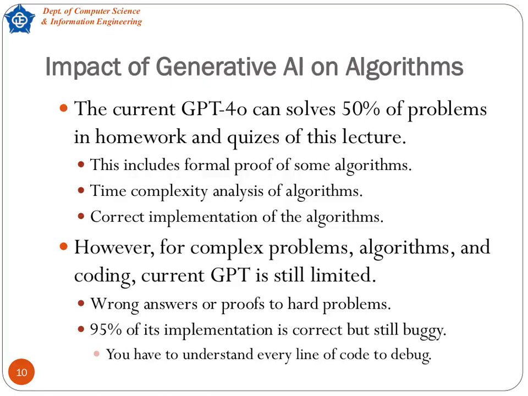But it's not perfect. When problems get more complex, GPT-4o can still stumble. You'll see incorrect answers or flawed proofs slip through. Even though about 95% of its code compiles and runs, subtle bugs often remain hidden. Bottom line? You still need to understand every line of generated code to debug, validate, and trust the solution.